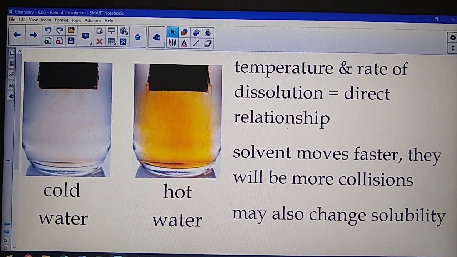Temperature, though, does have another effect. It does also change solubility depending on what's being dissolved. I talk about that in a different video under solubility charts, but essentially temperature can affect both solubility and how fast it dissolves.